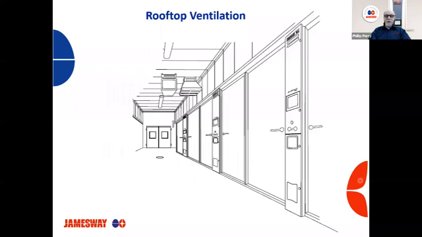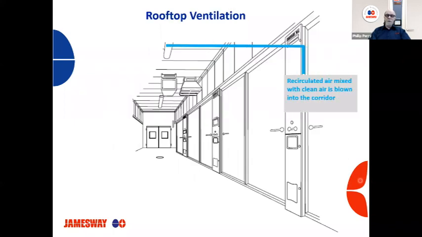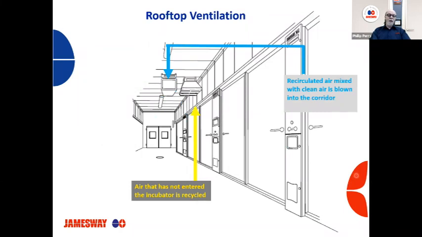So we have a little animation here. Recirculated air mixed with clean air is blown down into the corridor. So it disperses out through the corridor, and then here we see the machine picking up this air as needed. If it doesn't need it, then it's just pulled back up, it's recycled. And air that has not entered the incubator was just pulled back up through, recycled into the rooftop unit, and then dispersed back out. So pretty simple system.